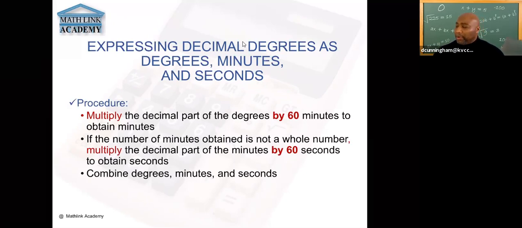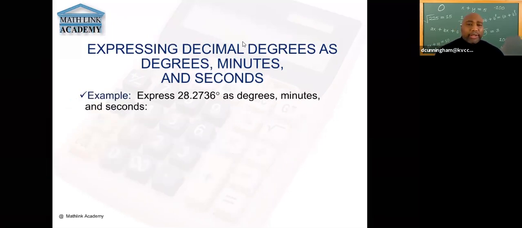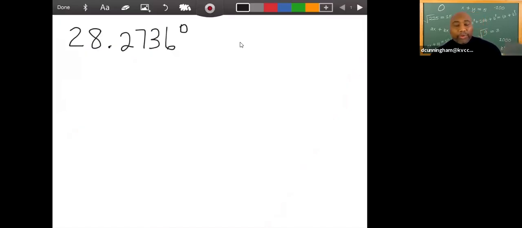So let's look at an example of what I'm talking about. Here's our example. Let's express 28.2736 degrees as degrees, minutes, and seconds. So here's our problem. Hopefully I wrote the right number, 28.2736 degrees. That's decimal degrees. Now we can convert it to degrees, minutes, and seconds. And so what our procedure is saying is we're going to multiply.